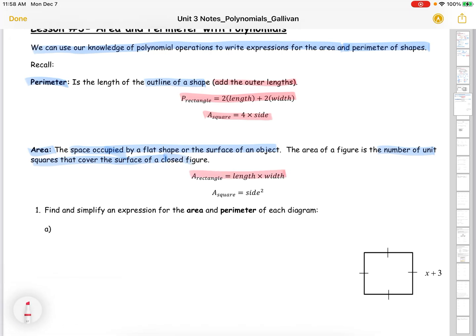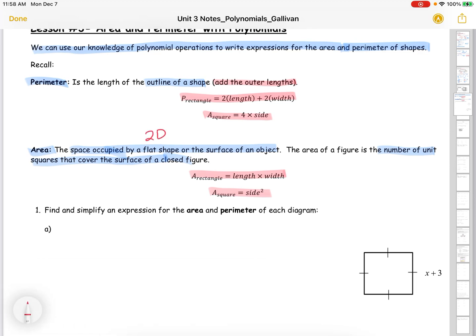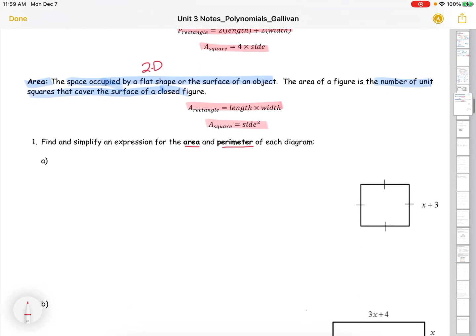Now, area of a rectangle is length times width. Area of a square is side squared. So remember those kinds of things. Generally speaking, when we're talking area, we're talking about 2D as opposed to 3D. With 3D, we'd be talking about volume. Okay, so let's see how we can use our polynomial skills to solve area and perimeter problems. Find and simplify an expression for the area and perimeter of each diagram.